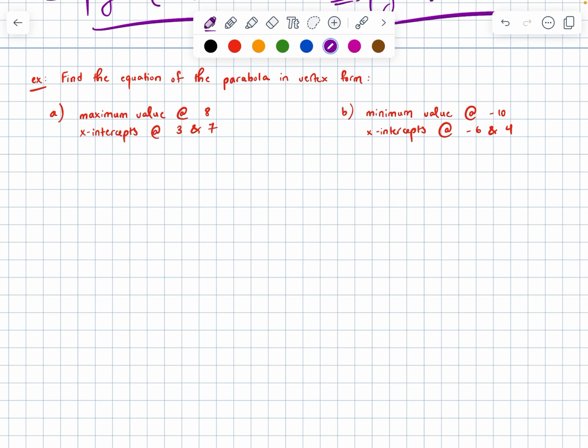Here, I'll tell you that you've got the vertex. You just might not know it yet. We'll try A together and do B on our own. Using what I've given you here, the fact that we have a maximum value and some x-intercepts, how could I use that to my advantage to find the coordinates of my vertex, a point on my graph, and thereby the equation of my parabola? Go!